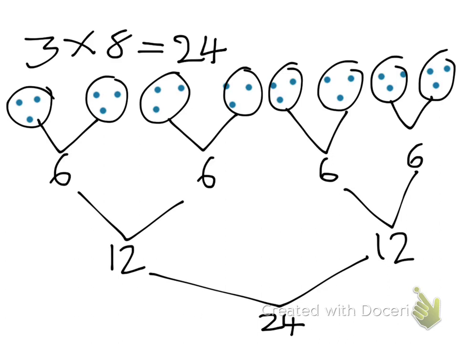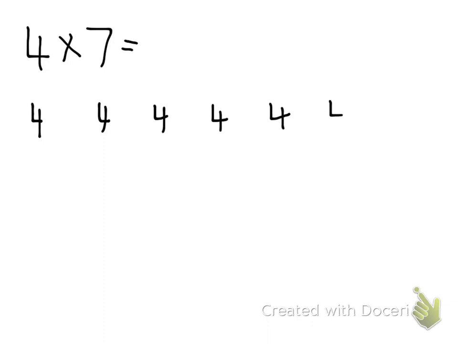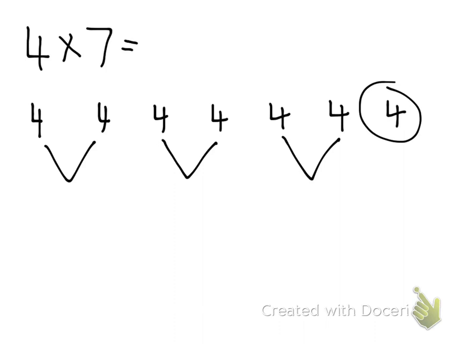Let's have another try. This time we'll use our 4 times tables. Let's go 4 times 7. What is 4 times 7? Well, I don't know, so I'm going to write out 4, 7 times. Or I could write out 7, 4 times, but for this one I'm going to write out 4, 7 times. 1, 2, 3, 4, 5, 6, 7. Just like before, we're going to join the two 4s. Like this. Oh, I notice that there's 1 left over. See that one at the end? I don't have anything to join with it. So I'm just going to leave it there for now.